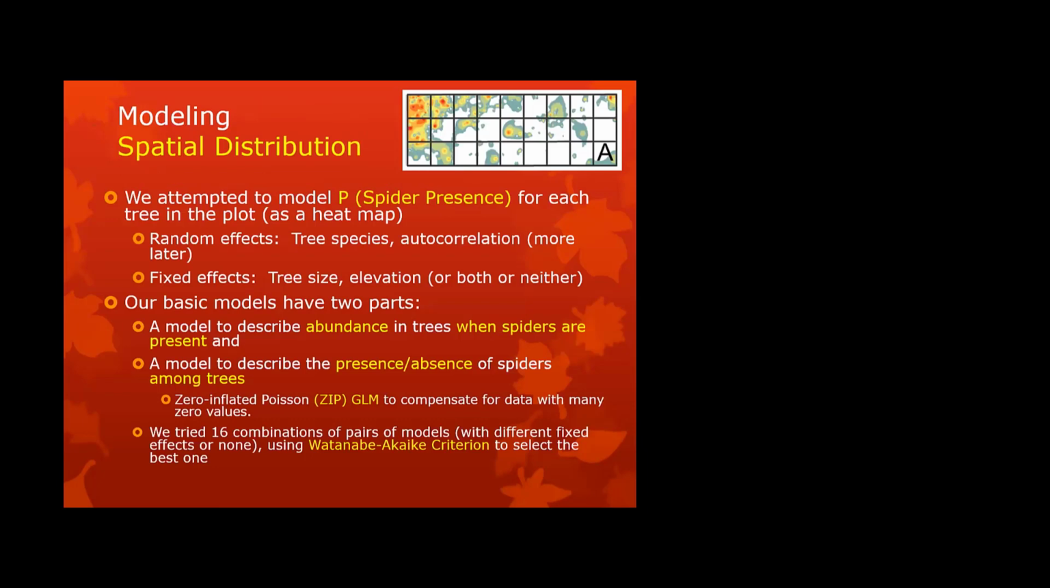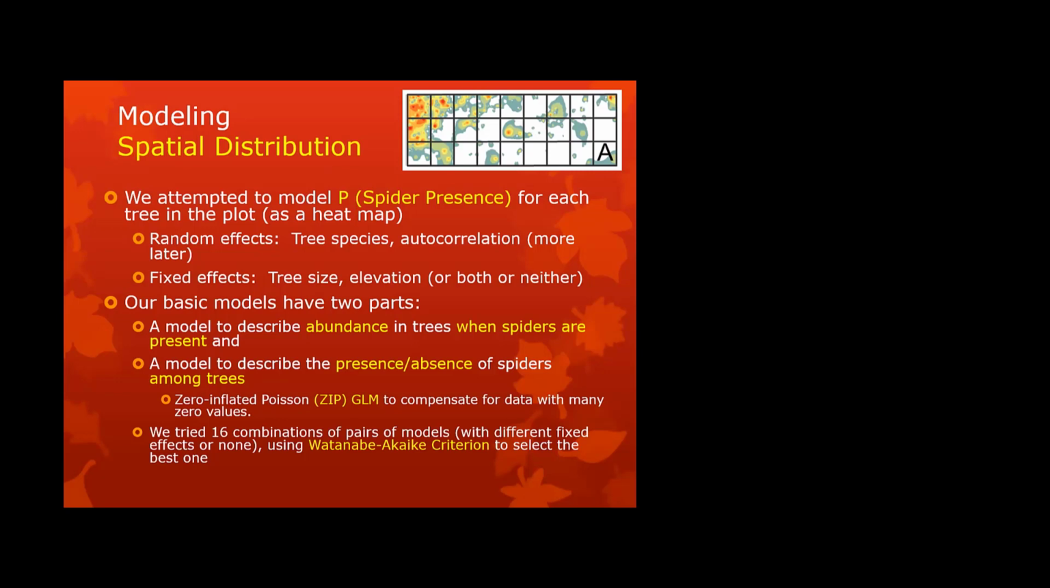Now I want to talk about the model we wanted to build to model the spatial distribution on this plot and try to recover the empirical data that we got. What I'm showing here is just the empirical data. It's a heat map, but basically this is the raw data of where we found spiders on the 1 hectare plot. And we attempted to model the probability of spider presence on each tree in the plot to make a modeled heat map. We had random effects from previous analyses that we thought were important: tree species, and also spatial autocorrelation, which I'll talk about in a second. Our fixed effects were tree size and elevation. In some models we used both of them or neither of them.